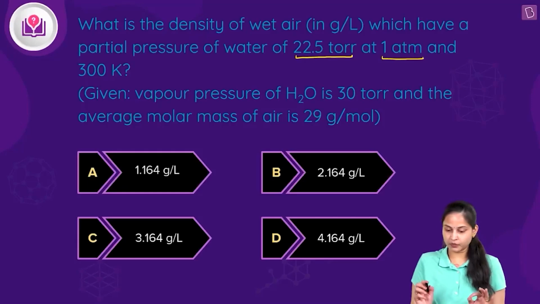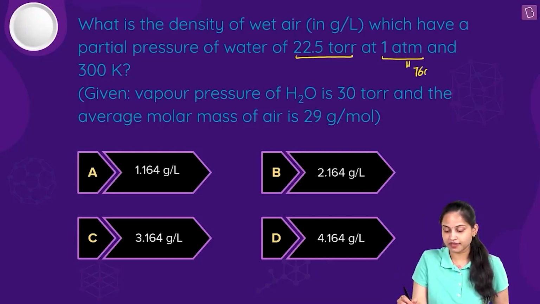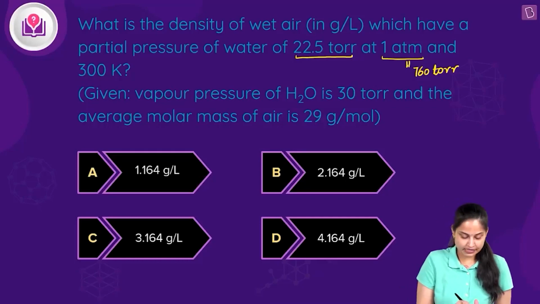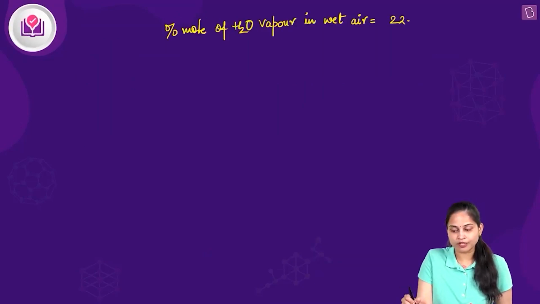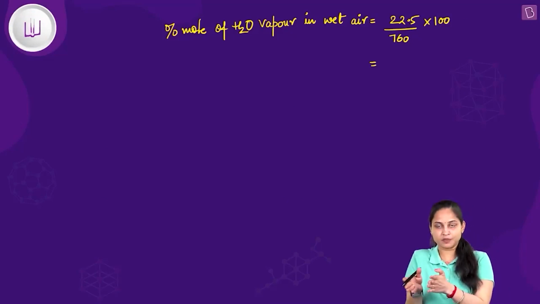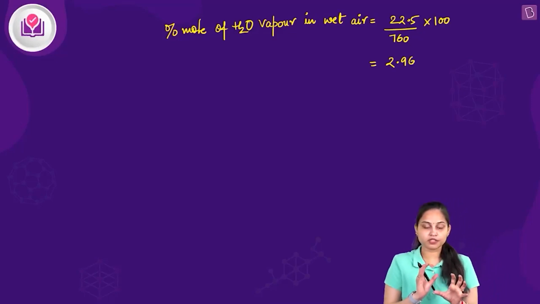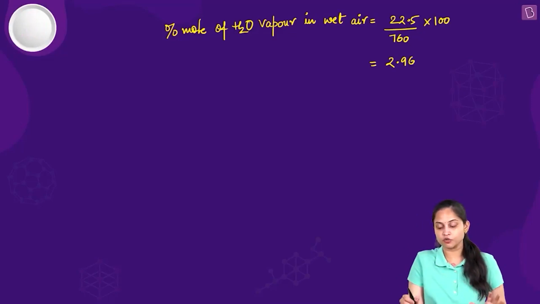Over here we are given that the partial pressure of water is 22.5 torr at 1 atm, and 1 atm is equal to 760 torr. So basically it will be equal to 22.5 divided by 760, multiplied by 100. When you calculate this mathematical expression, very easy to calculate, apply the approximation, and your answer will be 2.96. So the mole percentage of water vapor in wet air is 2.96.